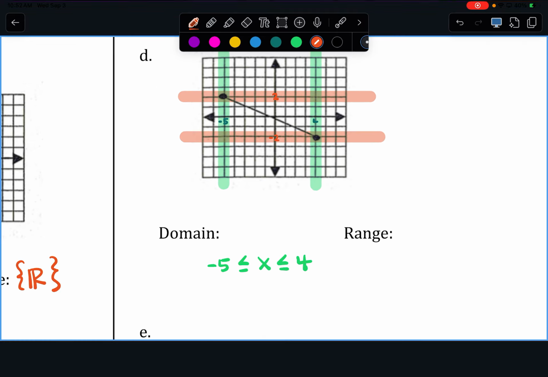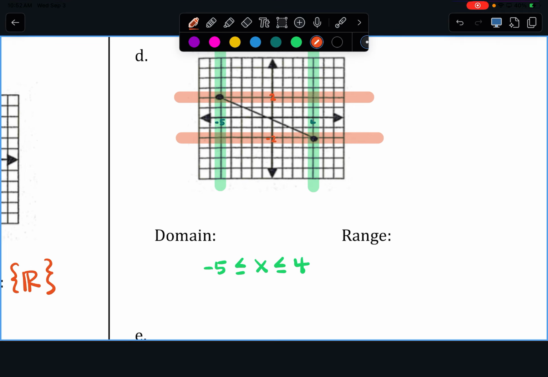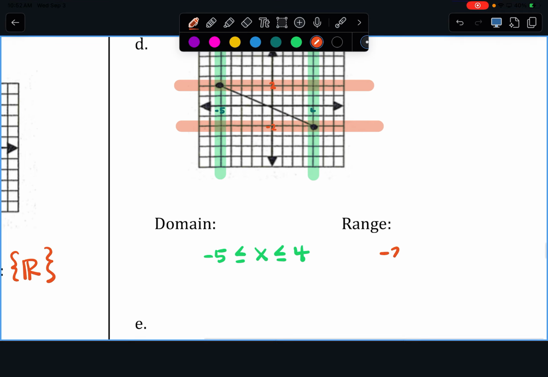So that means all of my y's are trapped between negative 2 and 2. So my range is negative 2 is less than or equal to all the y's less than or equal to 2. Remember, least to greatest, floor to ceiling. He starts at negative 2 and he's allowed to go all the way up to positive 2, and that is it. And that is where it gets chopped off.